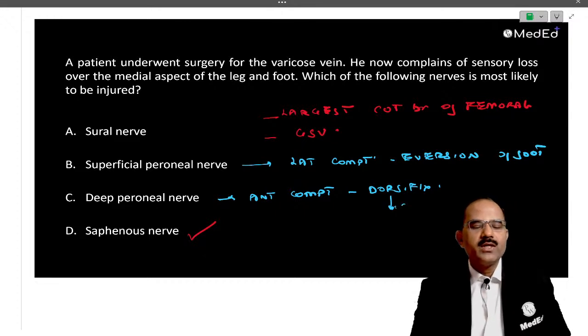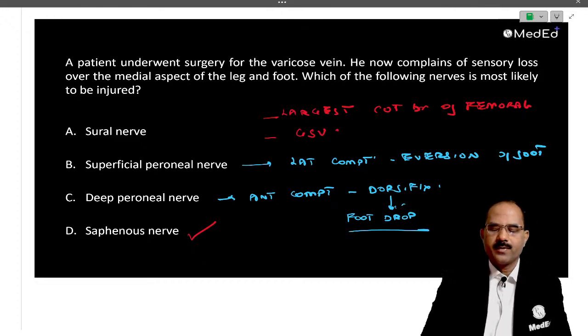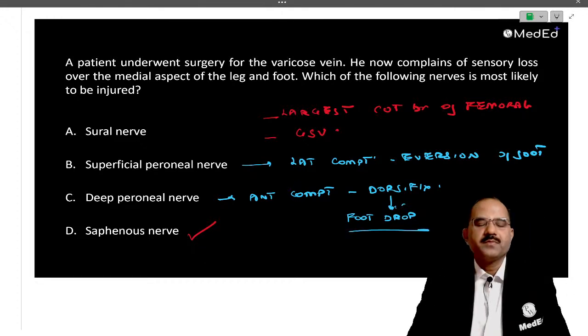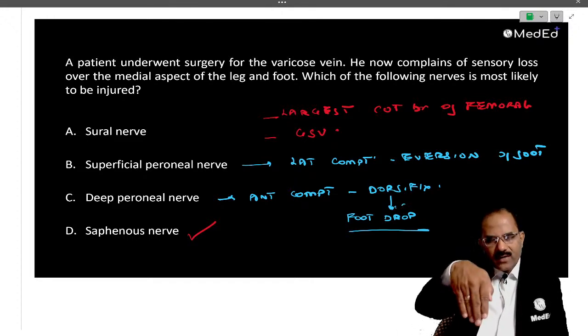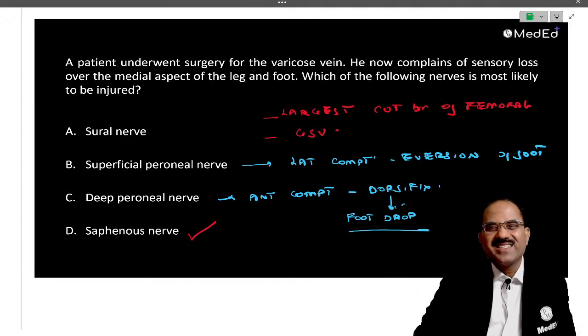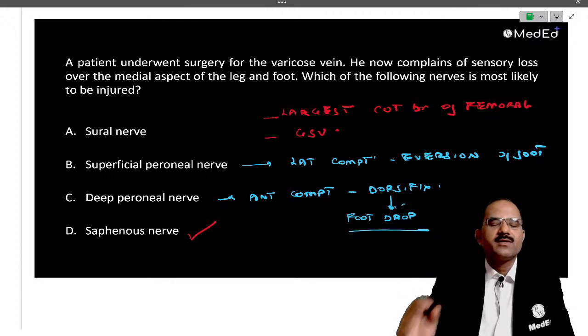If the dorsiflexion is lost, what will happen? If the deep peroneal nerve is damaged, what will happen? It leads to foot drop. So dorsiflexion is lost, the foot goes down. That's foot drop. And what is the gait? If there's a foot drop, there's a high stepping gait or stamping gait.